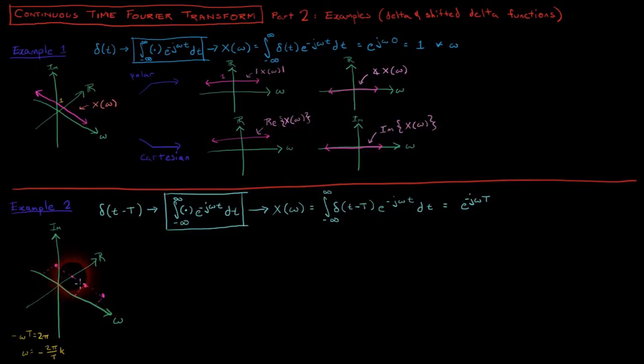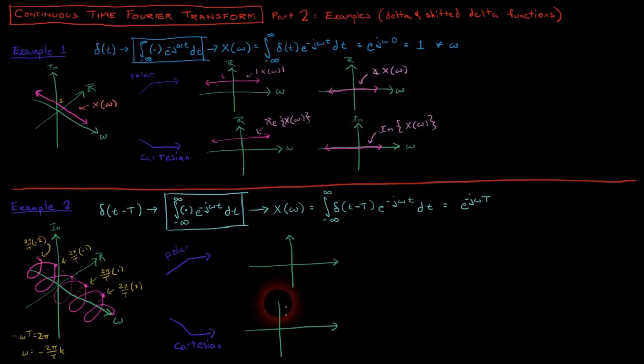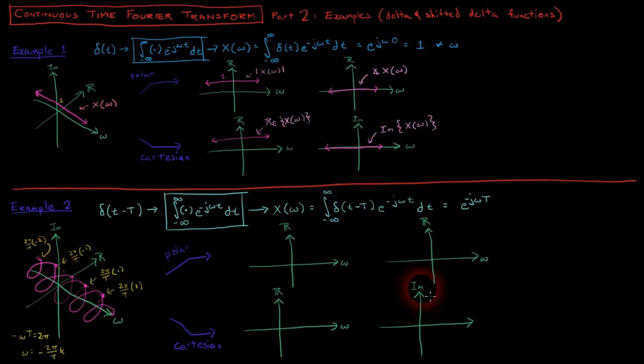Capital X of omega looks like a coil stretched out in the omega direction. In polar coordinates, we evaluate the magnitude of capital X of omega, which is 1 for all omega, and the phase, which we can just read off as negative omega capital T, and plot. For a Cartesian view, we consider the real and imaginary planes separately.